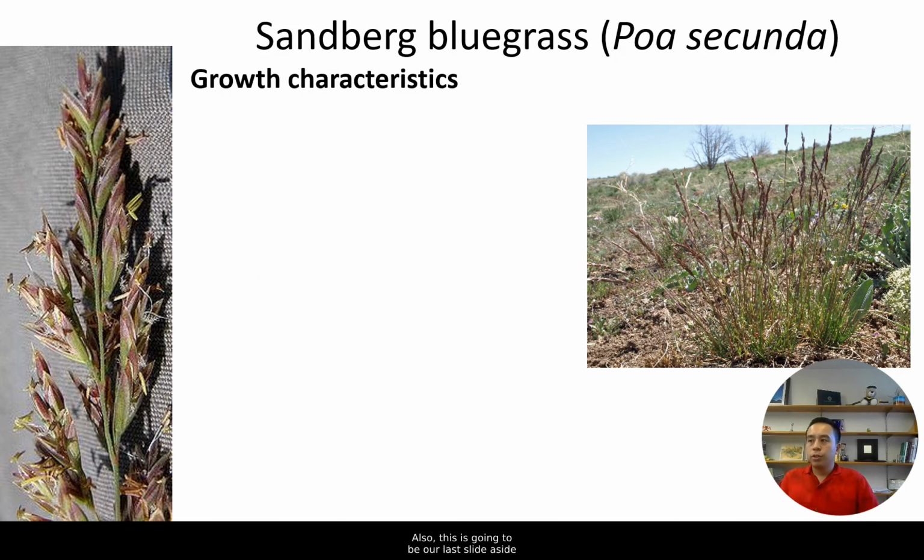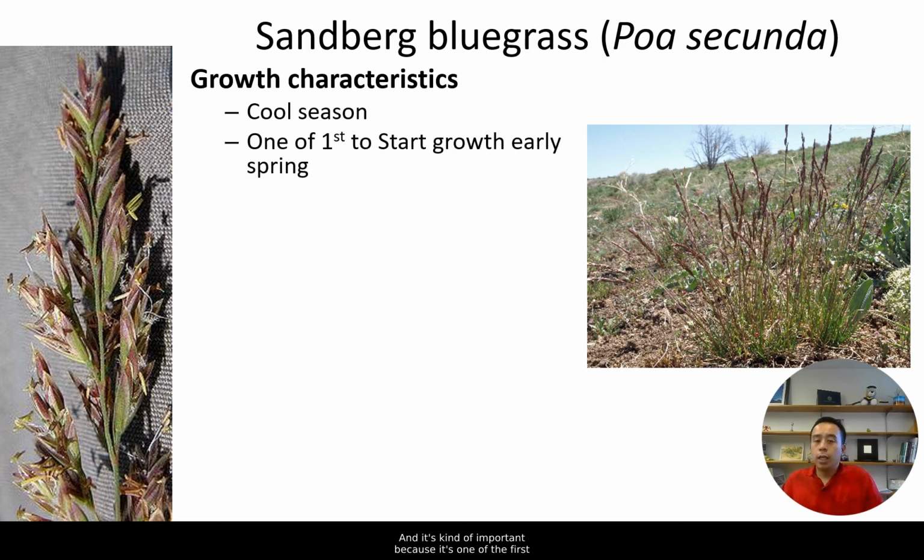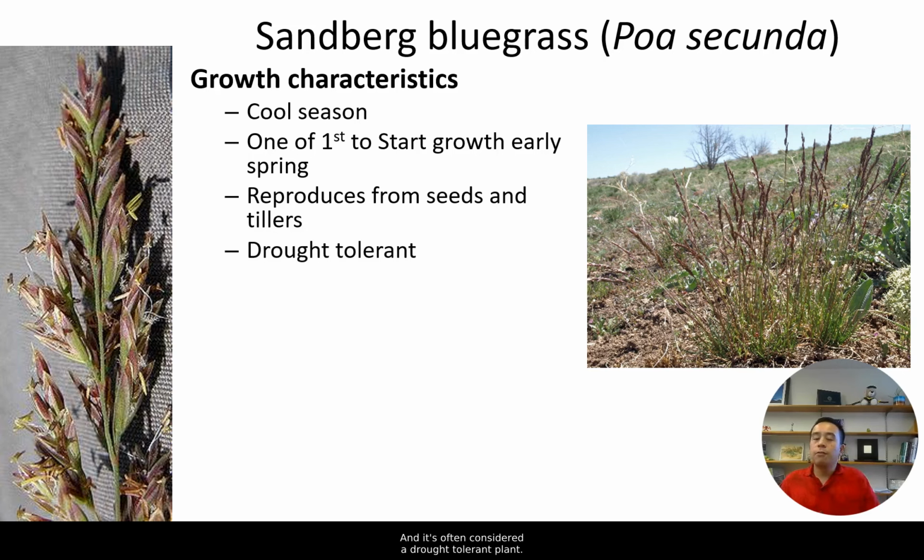In terms of growth characteristics, also this is going to be our last slide aside from announcements. It's a cool season grass, and it's kind of important because it's one of the first to start growing early in the spring. And because of that, it can help provide early forage for livestock. It can reproduce from seeds and tillers, and it's often considered a drought-tolerant plant.